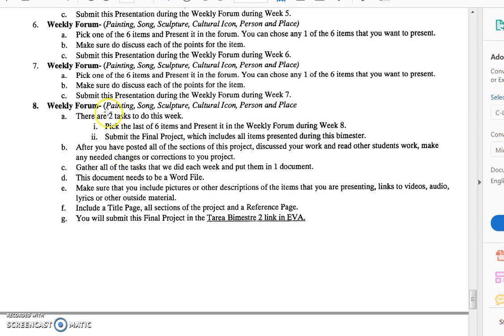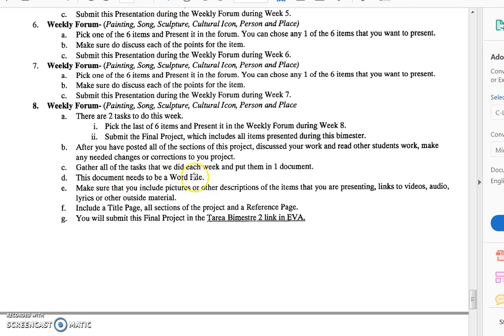After you've posted your weekly forum on the last item, you're going to take all of these selections, all of the things that you've done for all of the weeks, and post them into a Word file, and submit that in the Tarea for the final evaluation.